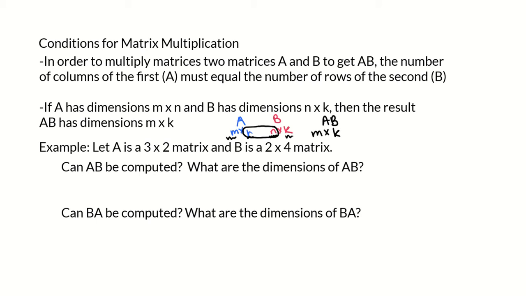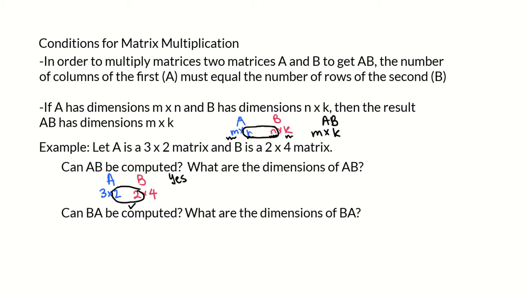So for example, let A be a 3 by 2 matrix and B be a 2 by 4 matrix. Can AB be computed, and what are the dimensions of AB? So A has dimensions 3 by 2, and B has dimensions 2 by 4. And we need the columns of the first to match the rows of the second, which means these two middle numbers need to match, which they do.